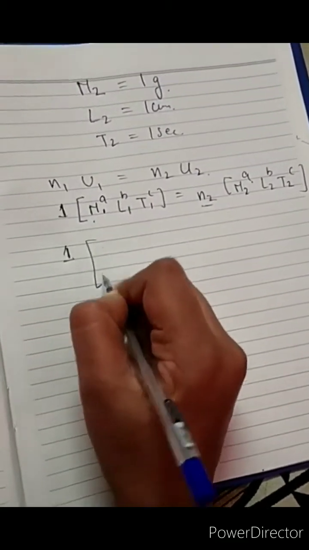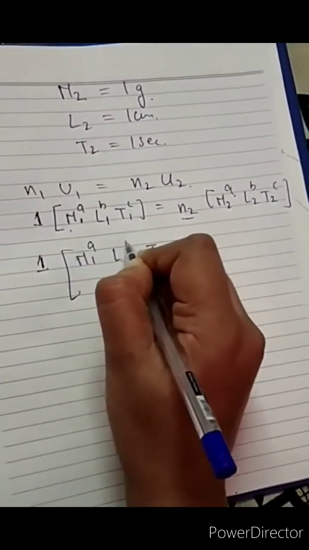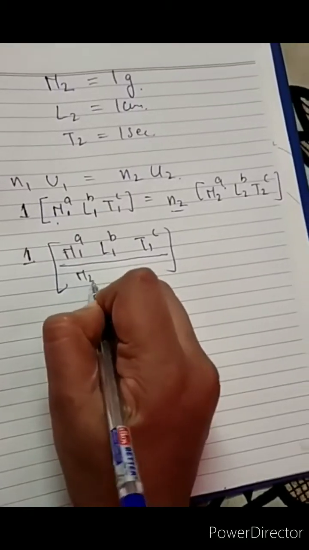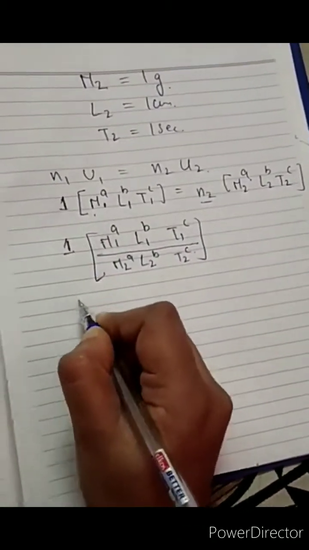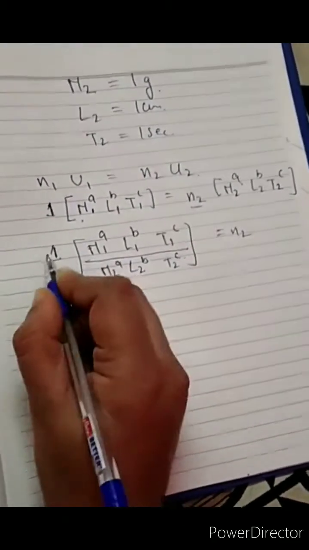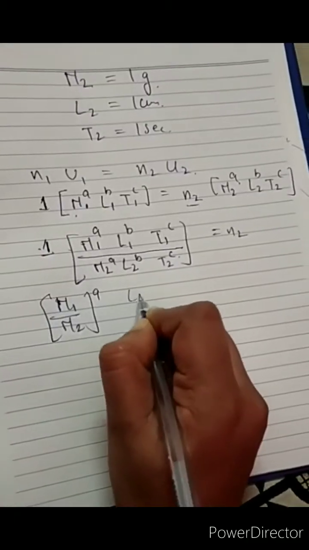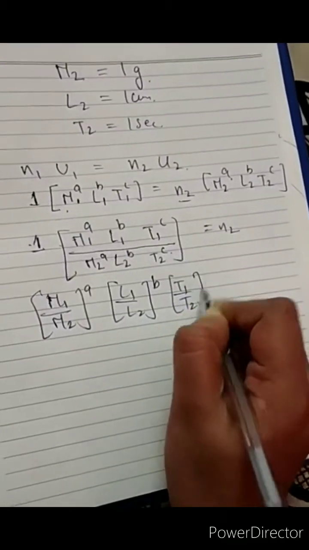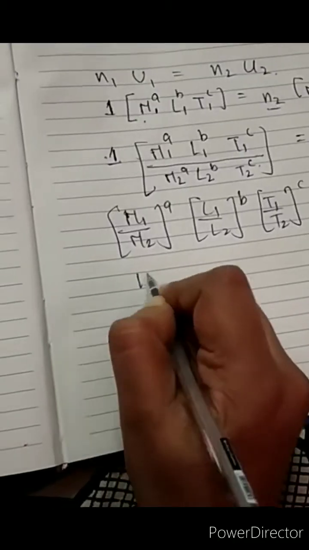Now students, I want to find the value of N2. So just take this here. So here is 1. Here is my M1, L1 and T1, this is my A, B and C, divided by M2 to the A, L2 to the B and T2 to the C. Correct? And this is equals to N2. So 1 multiplied by anything is the same number. So M1 upon M2 to the power A, L1 upon L2 to the power B, T1 upon T2 to the power C is equals to N2. Correct? I know the value of M1. M1 is equals to 1 kg. Write it down.